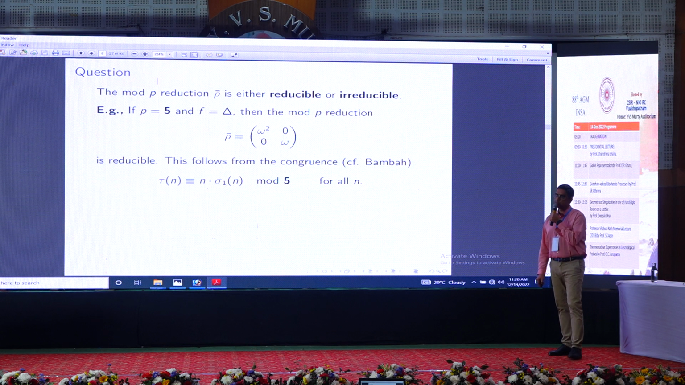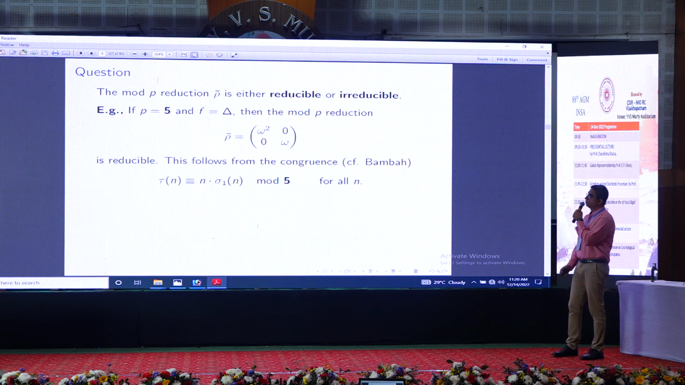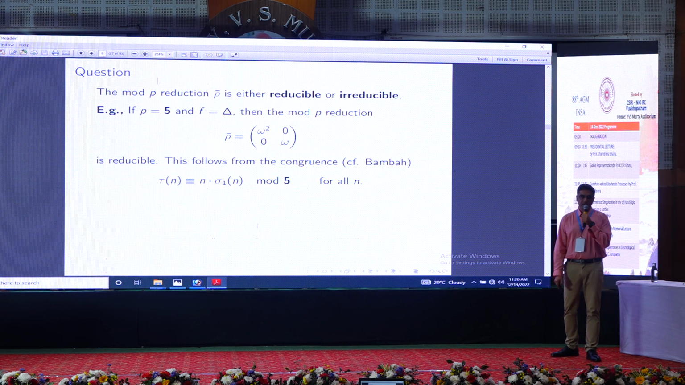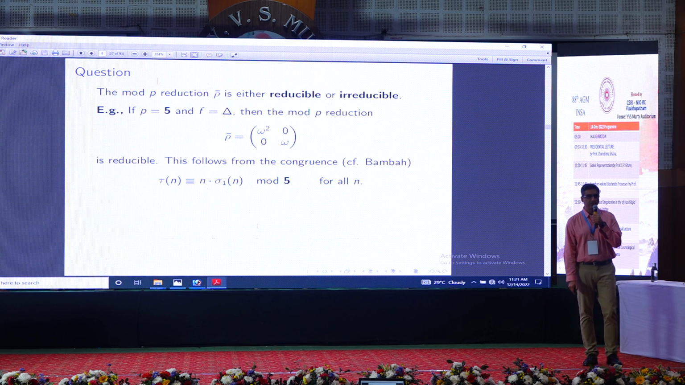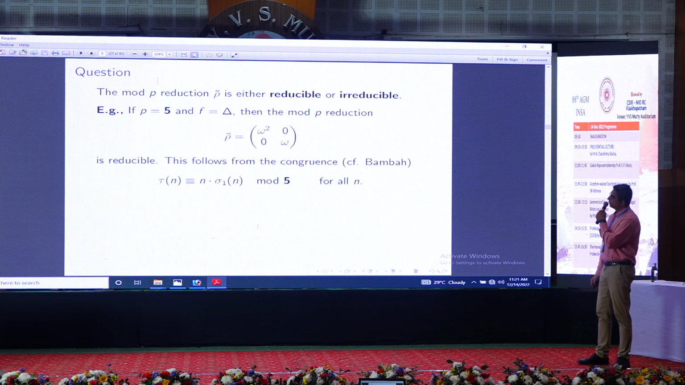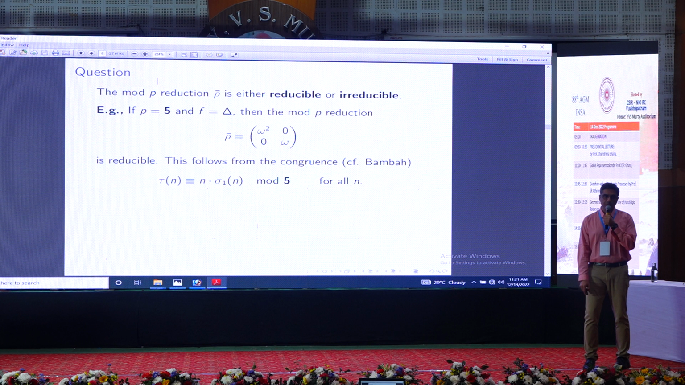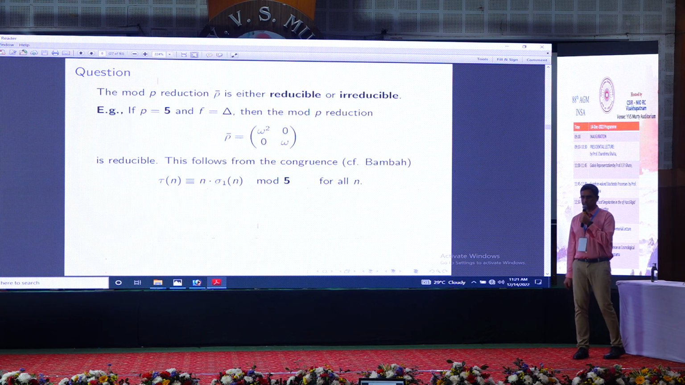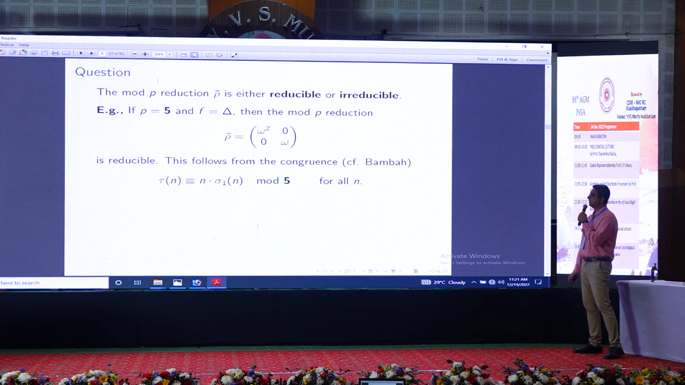So let's do an example. If you go to the Galois representation attached to the delta function of Ramanujan, so you take f to be delta, and you take the prime p to be 5, then this reduction rho bar has 2 zeros in the anti-diagonals. Okay, that omega squared and omega are not important. There are some characters. But you have some zeros showing up in the matrices. You always get diagonal matrices, and so this particular representation is reducible.